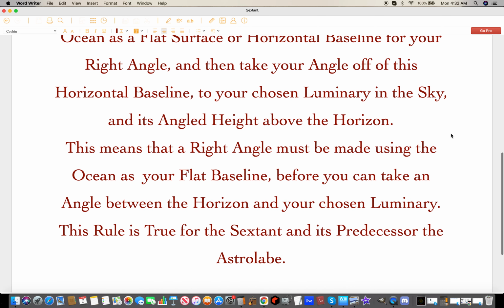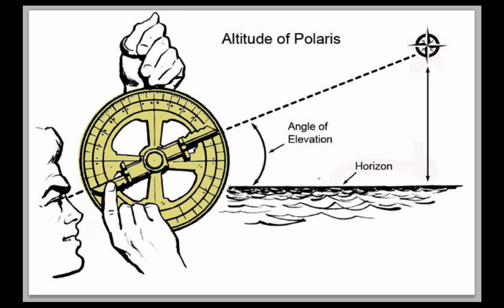So if he's 10 foot above the ocean, he has to take that 10 foot off of his final calculation. His final angle calculation has to be taken off of that 10 foot. If he's on a boat and he's 10 foot above the water, when he's using the sextant to take an angle to a luminary, he must take that 10 foot he is above the water, because he's standing in the boat, off of his final calculation. So that's how you use a sextant.